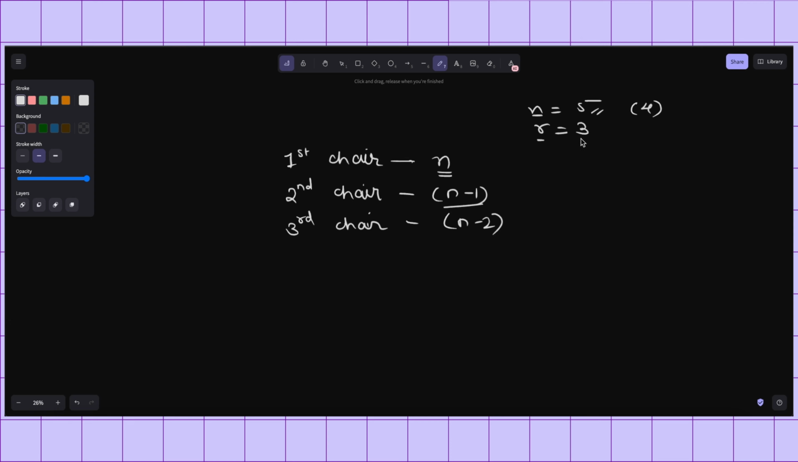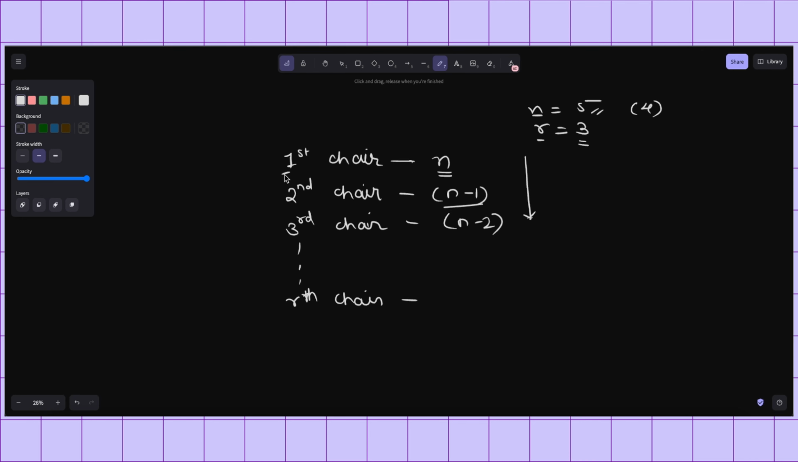Similarly, we have chosen these 3 chairs, but what about r chairs? So there are r number of chairs, let's say. For the rth chair, how many ways will there be? You can see the pattern here.